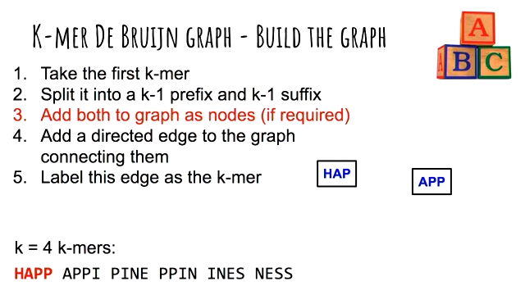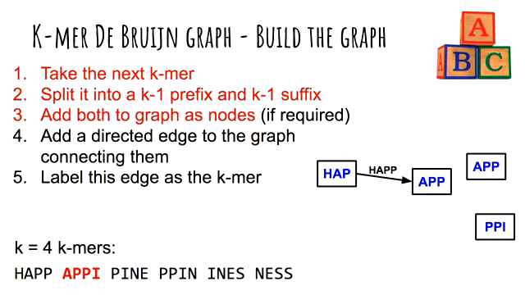Right, and then we know they're connected, so we add an edge to the graph connecting them, and we label it as the kmer, because that's what produced these two subsequences, this suffix and the prefix. All right, so that's the first read, or the first kmer. Now we'll do the second kmer, appy.